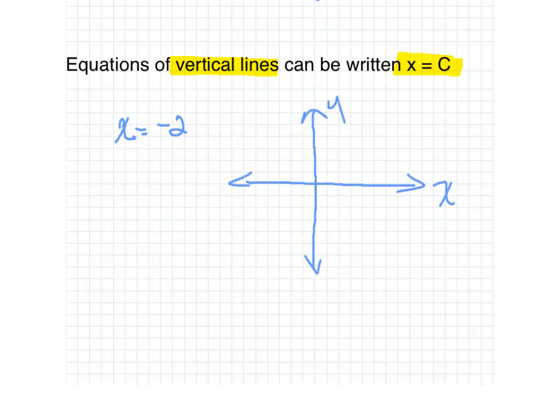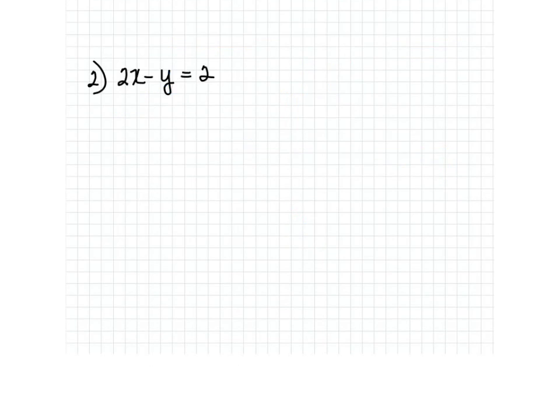This is your x-axis, this is your y-axis. Locate that point on the x-axis. There it is, -2. And it is a vertical line that runs through -2. And there it is. So those are the really easy ones to graph. You should have no problem graphing those. Okay, now let's practice making a table of values.